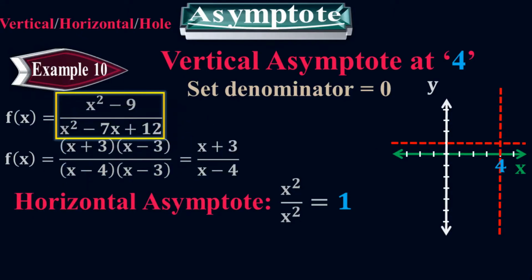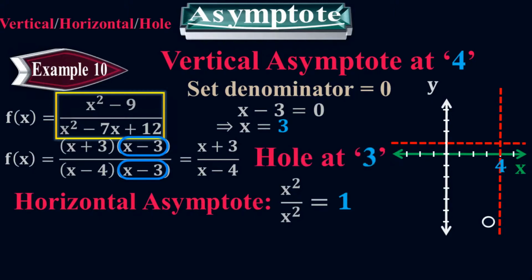Now set the cancelled factor equal to 0. x minus 3 is the cancelled factor. So just set x minus 3 equals 0. When you rearrange the equation, you will get x equals positive 3. So exactly on x equals 3, there is a hole. This is going to be the hole at x equals 3. So I can write that the hole is at 3.